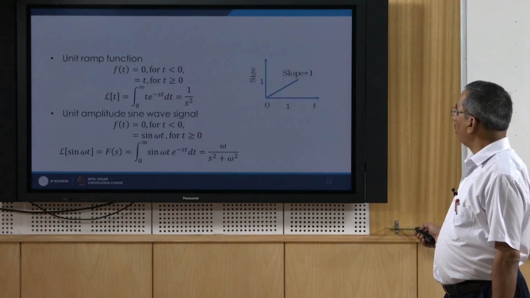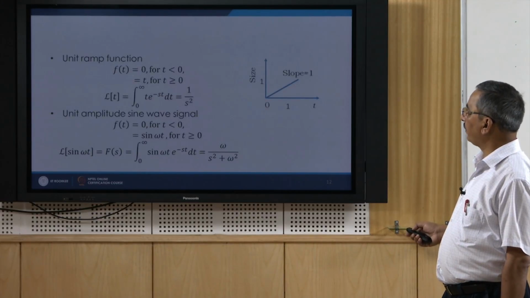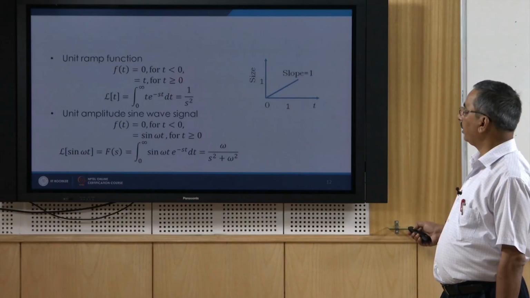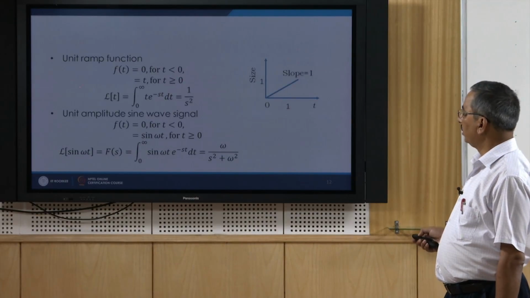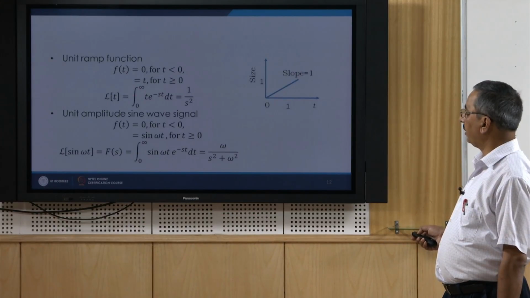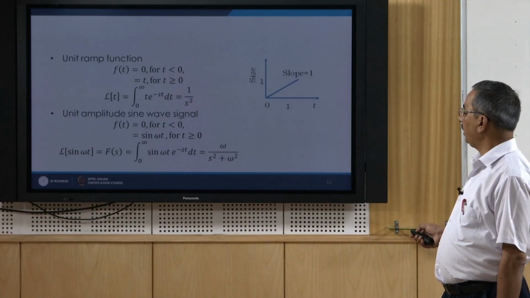Next, we can find the Laplace transform for a unit ramp function. This is how we define the unit ramp function: f(t) is equal to 0 for t less than 0 and f(t) is equal to t for t greater than or equal to 0. The Laplace transform for this unit ramp will again be the integral from 0 to infinity of t e to the power minus st dt, and if you carry out this integration, of course, you have to do integration by parts, you will get 1 by s square.